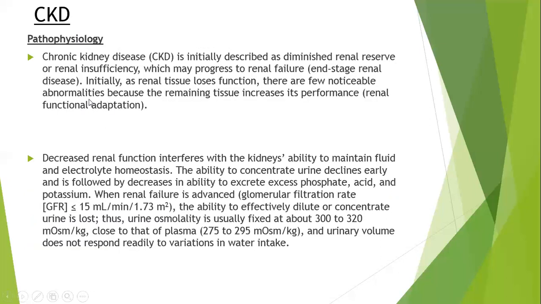In case of pathophysiology, I've discussed also, it is initially described as a diminished renal reserve or renal insufficiency, which may progress to renal failure, called ESRD. Initially as renal tissue loses function, there are few noticeable abnormalities because the remaining tissue increases its performance, renal function adaptation. Decreased renal function interferes with the kidney's ability to maintain fluid and electrolyte homeostasis. What I've told you before also, is 15 ml per min per 1.73 square meter. This is the GFR rate.